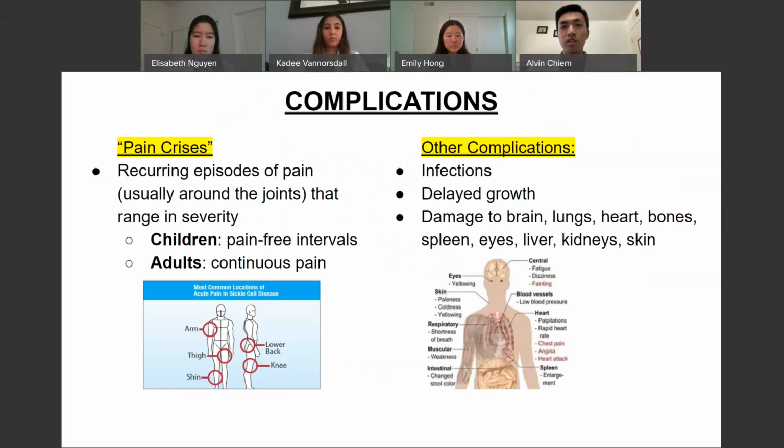Sickle cell disease can lead to recurring pain episodes known as pain crises. They usually happen in the area around the joints and can range in severity. In children, these episodes are separated by a pain-free interval, but in adults, the pain often will continue nonstop. Aside from this pain, sickle cell disease can increase infections, delay growth, and even lead to damage to body parts like the brain, lungs, heart, and bones. On the next slide, we'll talk a little bit more about what we can expect.